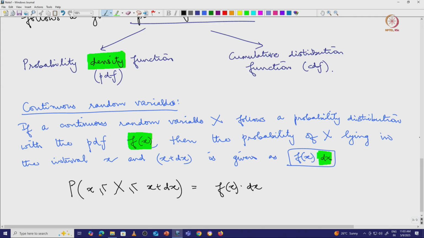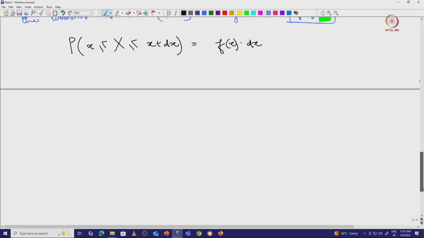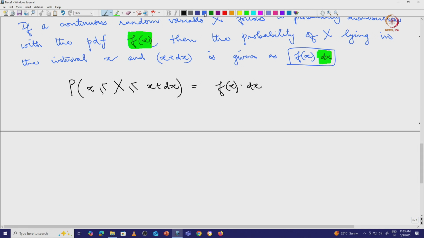And in fact you can use this to find what f(x) is, and this is an exercise that you may have done in your undergraduate studies, that you can find f(x) as the probability that capital X lies between small x and x plus dx divided by dx.